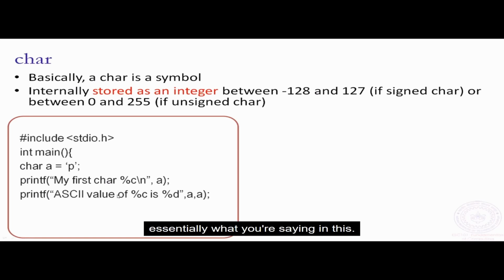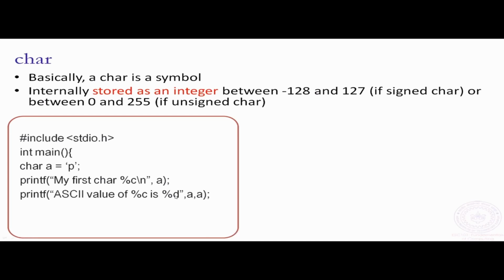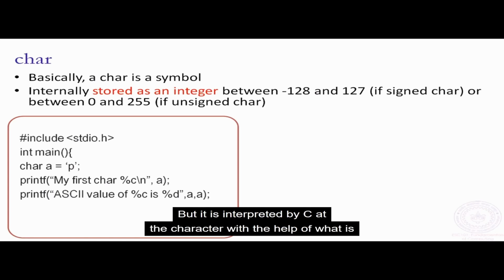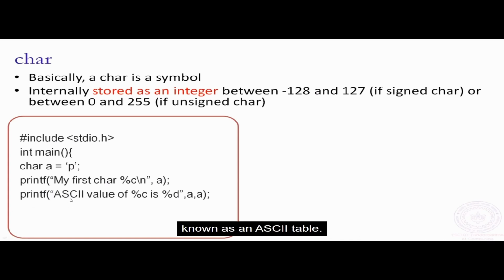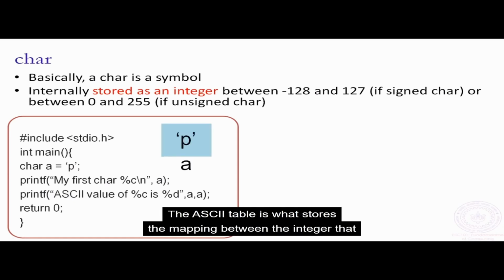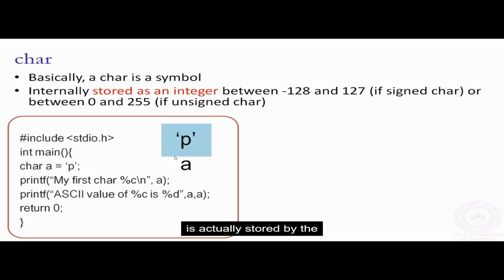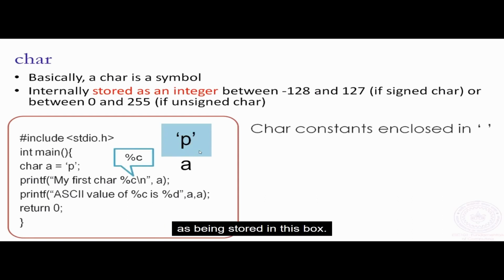So essentially what you're saying in this statement is print A as a character and then print A as an integer. Under the hood, it is stored as an integer, but it is interpreted by C as a character with the help of what is known as an ASCII table. The ASCII table is what stores the mapping between the integer that is actually stored by the computer in memory and the character which the computer logically associates as being stored in this box.